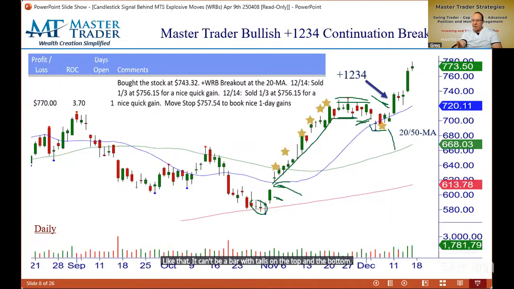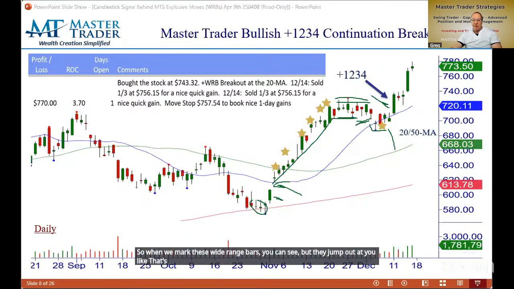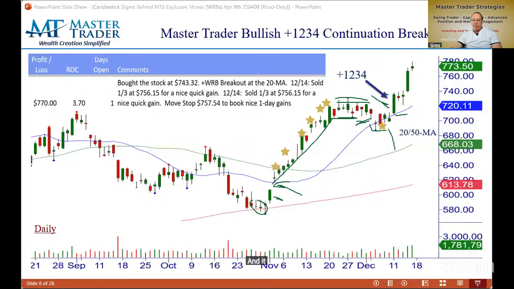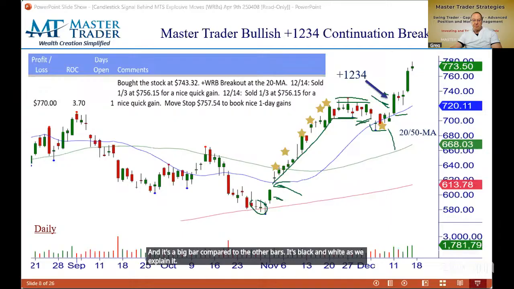So when we mark these wide range bars, you can see they jump out at you, like, that's a wide range bar. And over here, there's no more uncertainty because it opened here, it closed there, and it's a big bar compared to the other bars. It's black and white as we explain it. It's undeniable as to what it is.